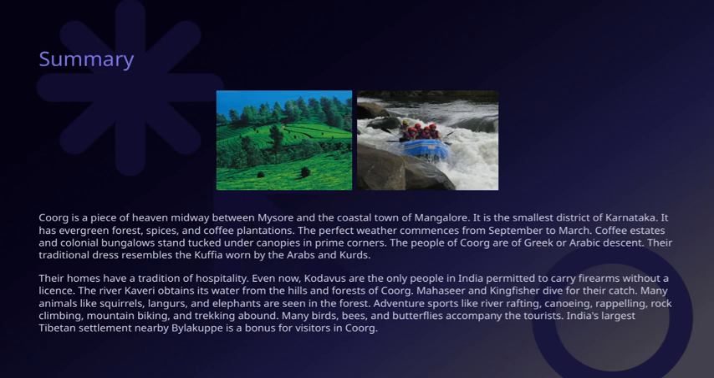Now, geographically, Coorg is truly a piece of heaven, situated midway between Mysore and Mangalore. It's the smallest district in Karnataka, but packed with natural beauty. Evergreen forests, spice plantations, and coffee estates define its landscape. The best weather occurs from September to March, making it an ideal time to visit.